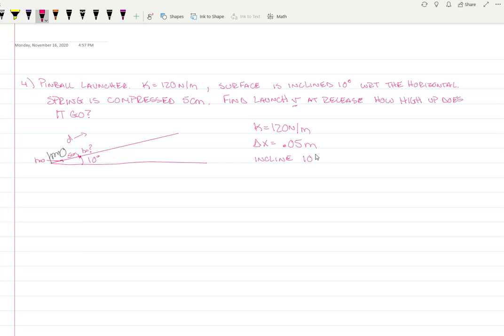So let's think about what's going to happen here. I've made some notes, and one of the notes is that I'm going to call where it's at when it's compressed against the spring the height equals 0. So my comparison height is going to be after it's traveled 5 centimeters. That's going to be the one that I'm interested in.